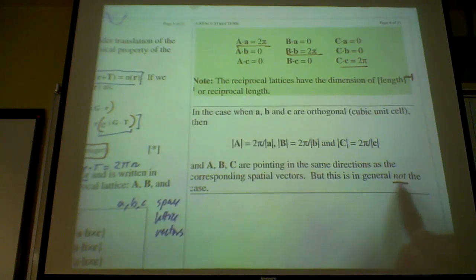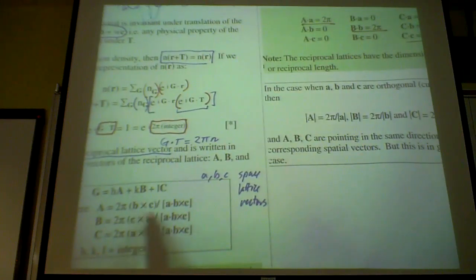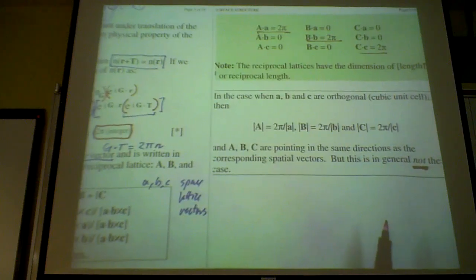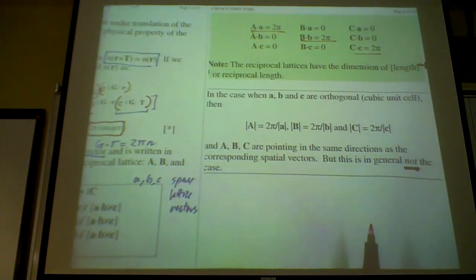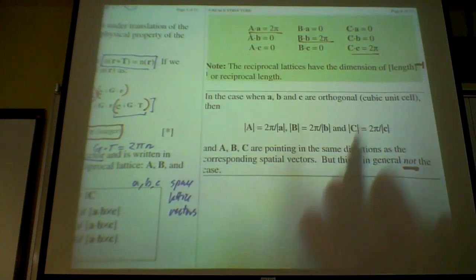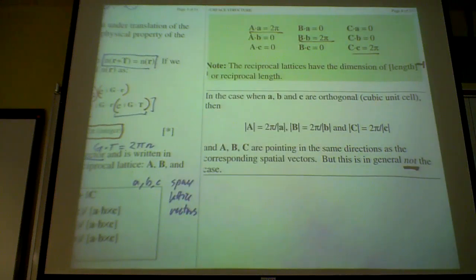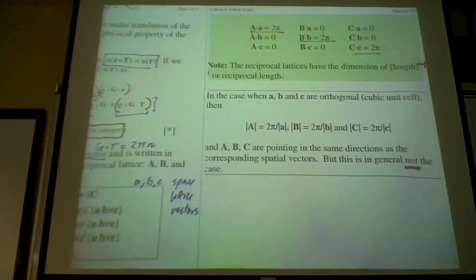I should point this out because you have a cross product here. A is in the direction of the cross product of the other 2 vectors of real space. So you have to be a little bit careful. For a cubic unit cell it is very simple because it seems to be in the same direction, except the length of that vector has changed because it's 2 pi divided by the spatial vector. But in most cases they are not.